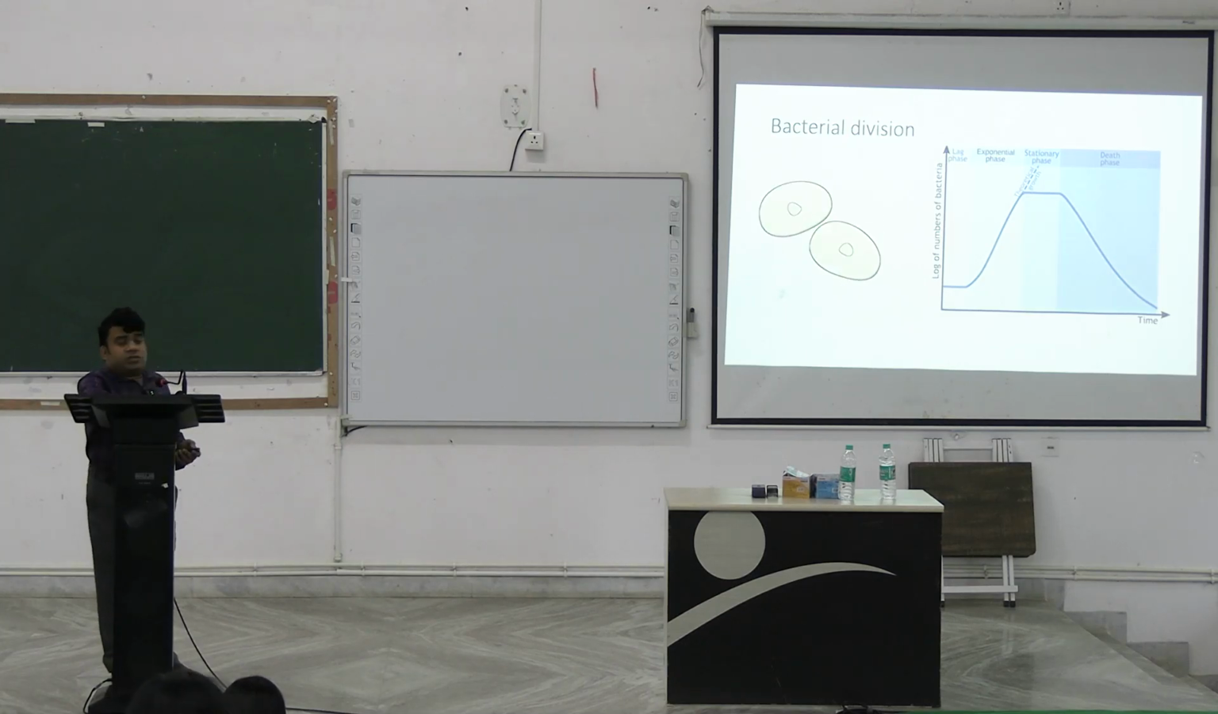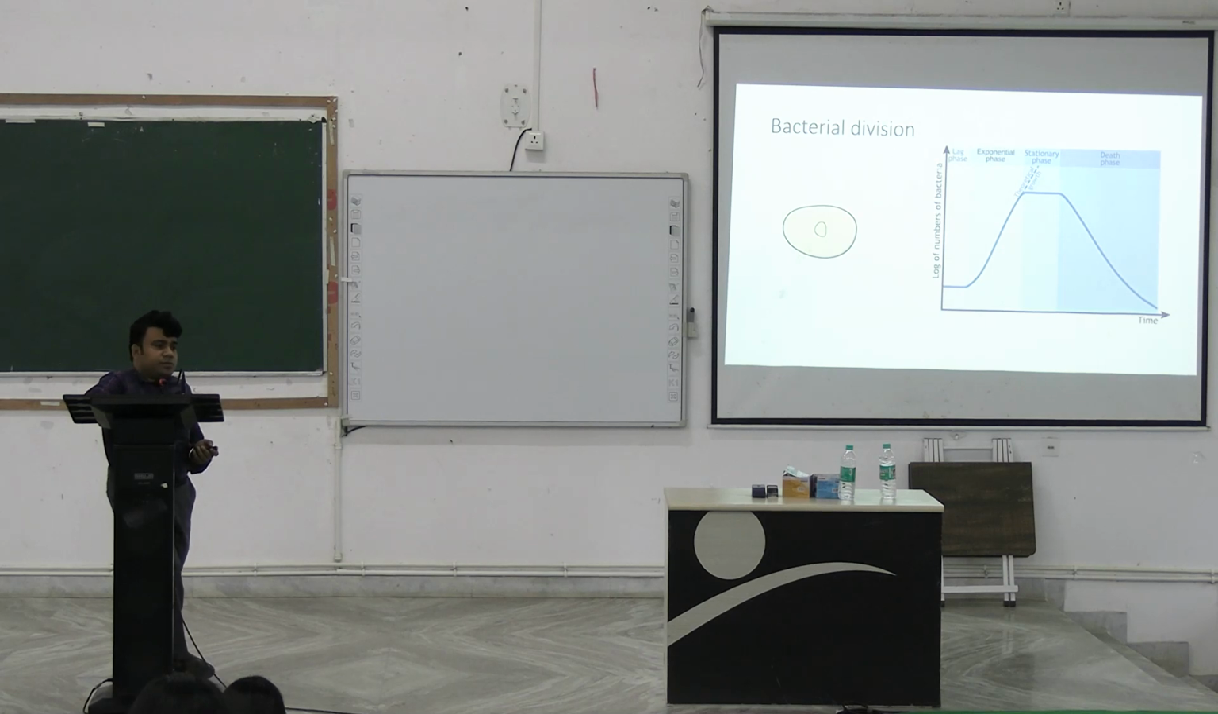Now, having understood this, we also need to understand bacterial division. The bacteria reproduces by binary division. What is binary division? One cell multiplies into two cells. So, I think you can see in this animation how one cell divides into two cells.